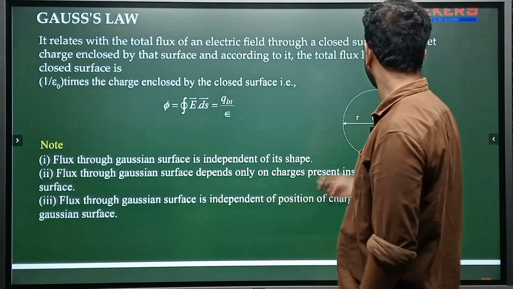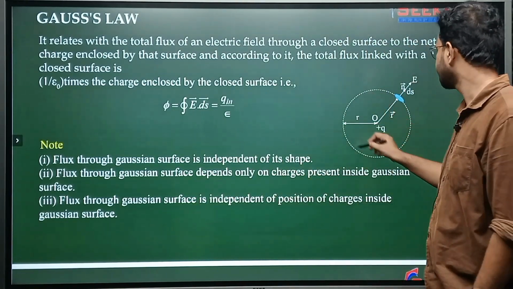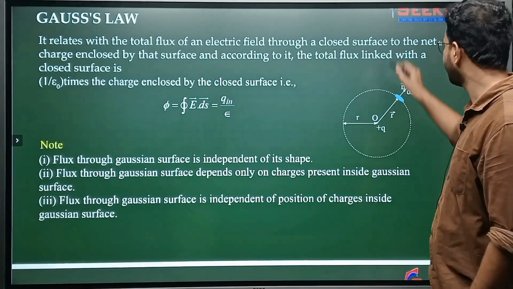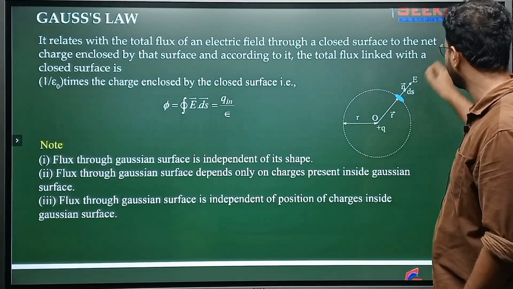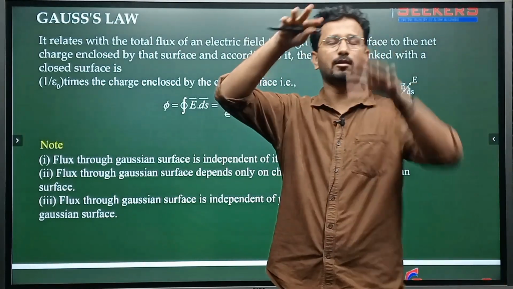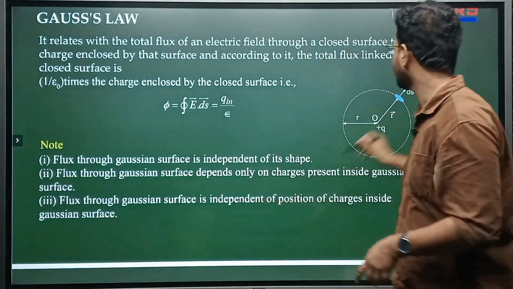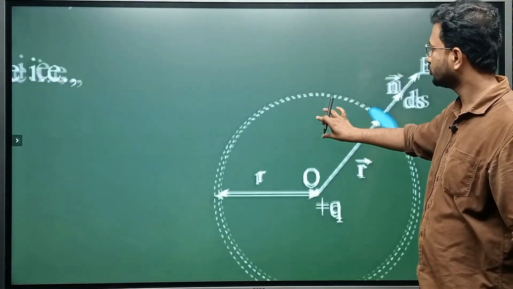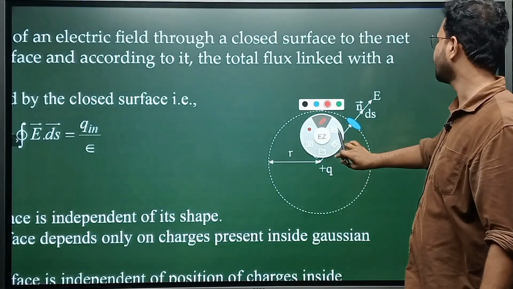For example, if you see here, there is a closed surface. If you keep a charge q here, it will create electric fields around it, as you can see. If you take any surface area of that closed surface, you can calculate the flux through that surface area, as you can see here. So you can calculate the flux through any surface area.